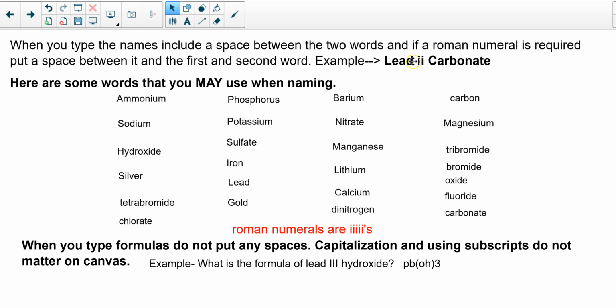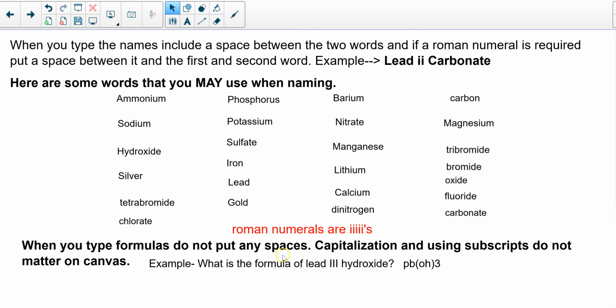This is correctly typed. Now, it says here are some words that you may use when naming. I don't promise that every word you need is on here, and I don't promise that every word on here is used. But some of them might be a little tricky to spell, and the spelling must be correct to get the answer correct. So use that. I'll have the sub leave this up on the screen the whole hour.